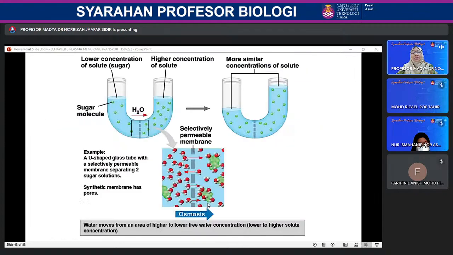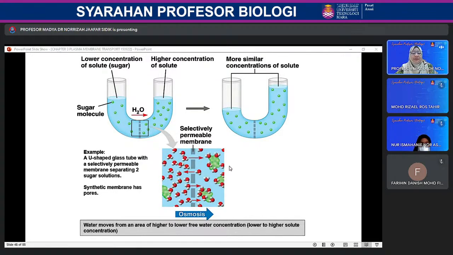Because the solute concentration becomes equal. Okay, so this is a U-shaped glass tube. And at the center you can see the selectively permeable membrane, which separates the two sugar solutions. Here is a low concentration of the sugar, and here it's a higher concentration of the sugar. And only the water will move across.